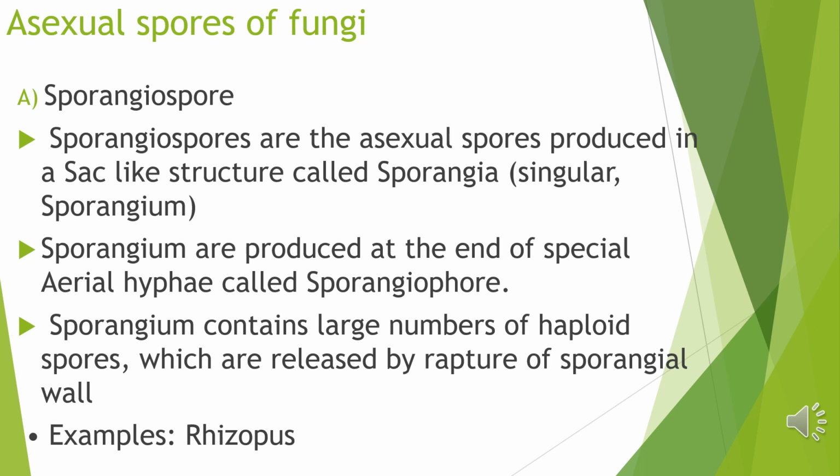The sporangium is a sac-like structure. Sporangiospores are produced in this sporangium. These sporangia are produced at the end of the aerial hypha, which is known as the sporangiophore. The sporangium consists of haploid spores. They can be released due to sporangial wall disruption. Rhizopus is produced by sporangiospore formation.